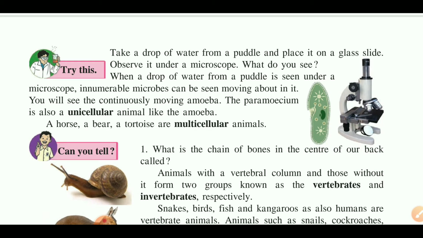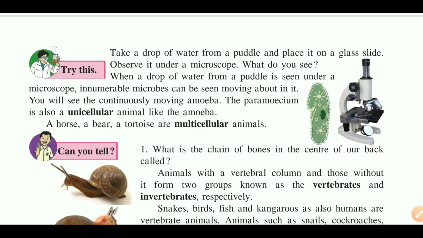Now take a drop of water from a puddle and place it on a glass slide. First of all, we can make this practical in our class or laboratory, under a microscope. Observe it under the microscope. What do you see when a drop of water from a puddle is seen under a microscope? Innumerable microbes can be seen moving in it. You will see a continuously moving amoeba. The paramecium is also a unicellular animal like an amoeba.